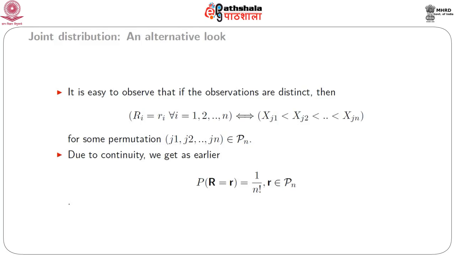If we are taking observations from a continuous population, we find that the observations are distinct with probability 1. Then the joint probability of R equal to small r is nothing but the probability of the configuration x(j1) less than x(j2) less than up to x(jn) for some permutation j1, j2, ..., jn belonging to Pn. Now, due to continuity, we get as earlier the probability of capital R equal to small r as 1 by n factorial for every possible value of R belonging to Pn.